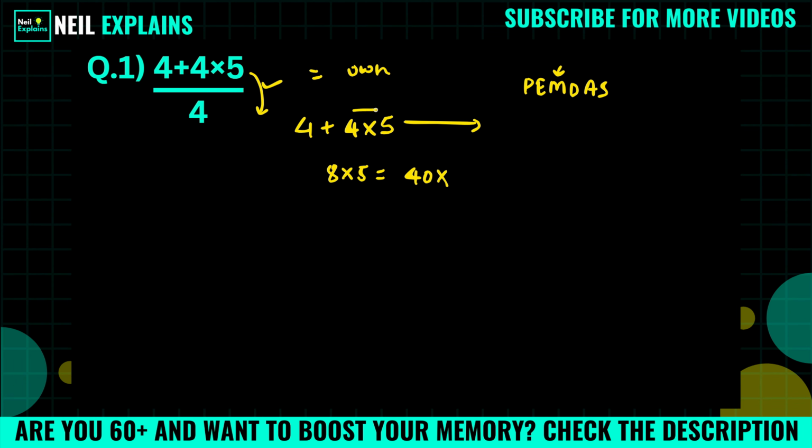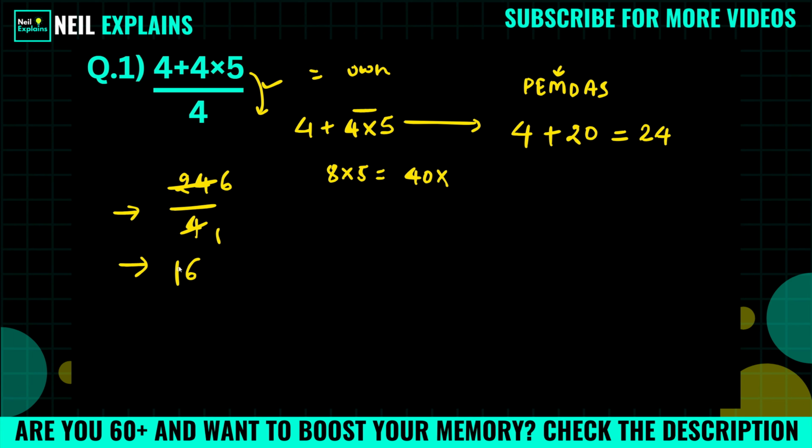So first we have to operate this part. Okay, so we will write 4 plus 4 times 5, that is equal to 20. So our numerator will become 24 divided by 4, and when you write like this, 4 times 6 is 24, so 6. So here 6 is the right answer.